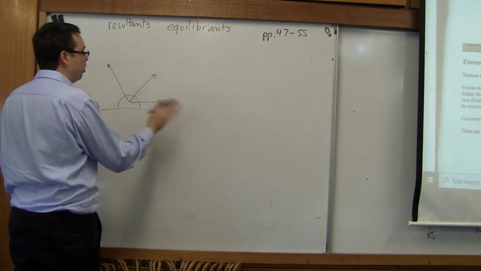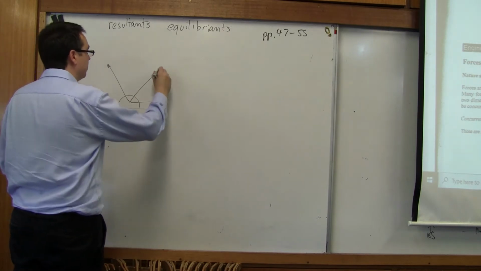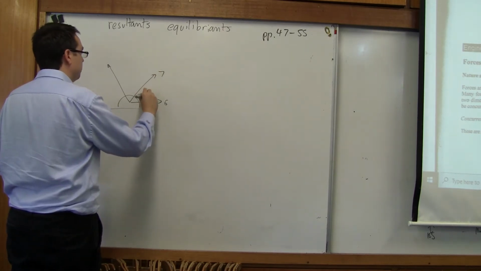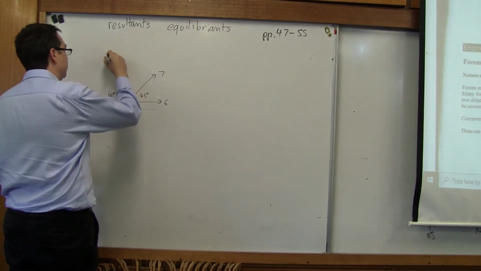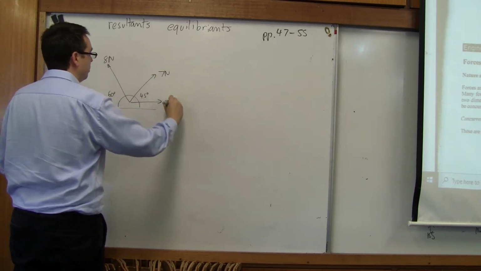This one here is horizontal, and it's 6. This one here is at 45 degrees, and it's 7. And this one here is at 60 degrees, and it is 8 newtons. We're going to make all of these forces newtons.